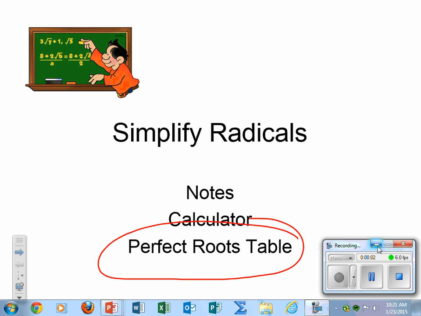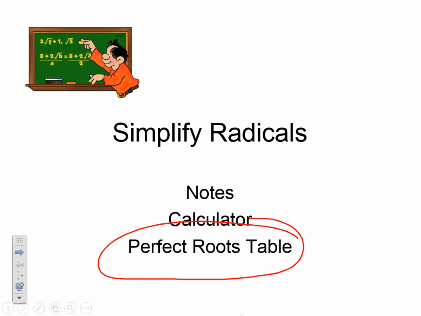Hello, ladies and gentlemen. Today we're going to continue on our journey of simplifying radicals and exponents, and we're going to need that perfect roots table that we made, as well as your foldable, your notes where we were taking them, and a calculator for sure. Make sure that you have those things handy as you're working through these with me.